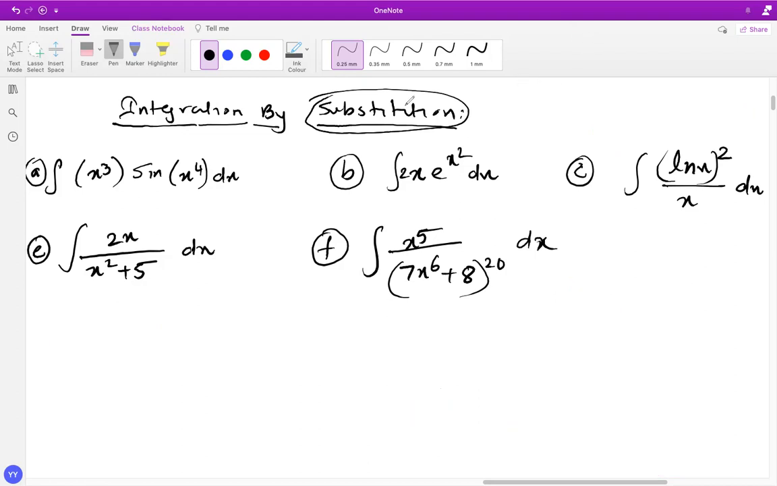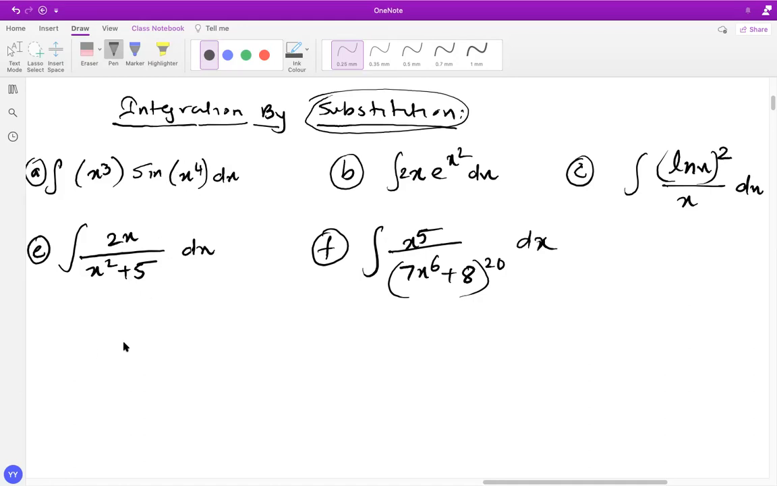Now, what kind of questions do we get here? How and what should be our technique of substitution? When you have a question like this, how do we figure out that we have to go by the substitution technique? What you have to understand is the substitution that you're making.